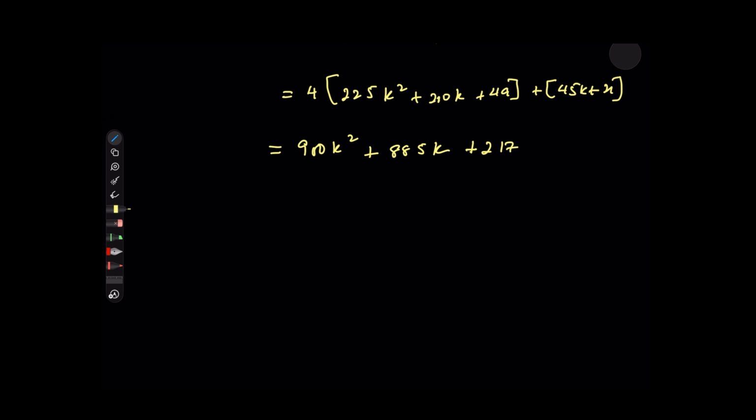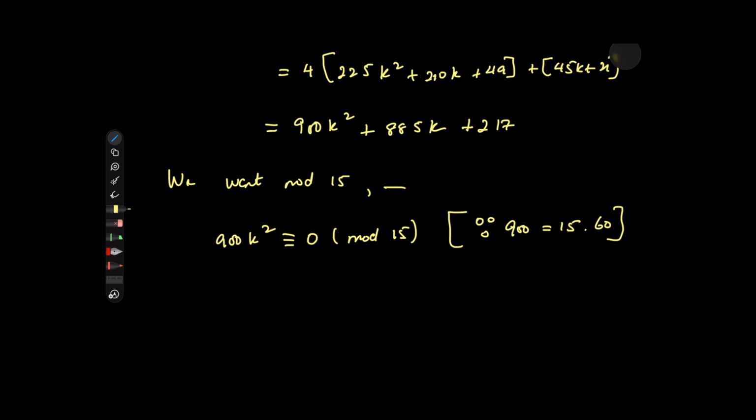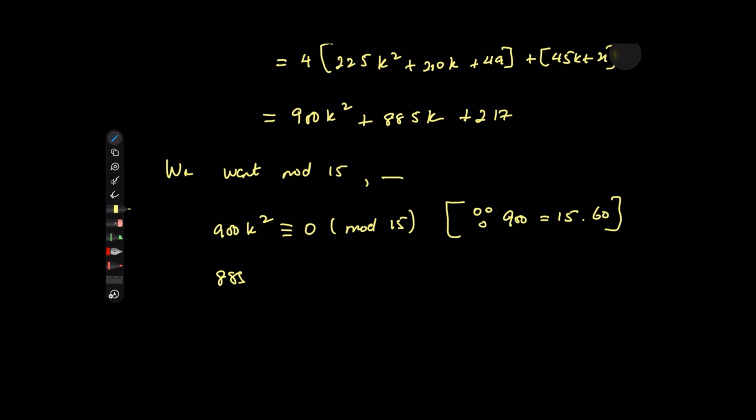Okay, so let's actually write that out. We want mod 15. Any term with 15 as a factor is 0 mod 15. So that is my justification. So I have 900k squared will be congruent to 0 mod 15. Why? Let's put a little bracket here. Since 900 is equal to 15 by 60, and as well for the 885k, this is congruent as well to 0 mod 15.